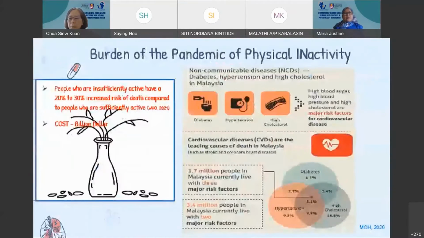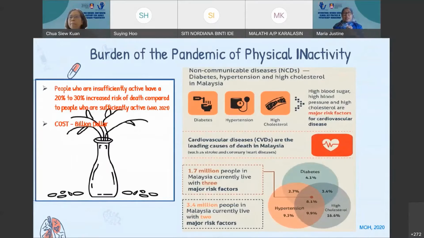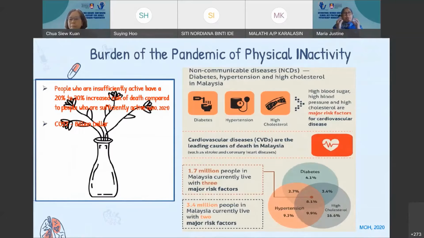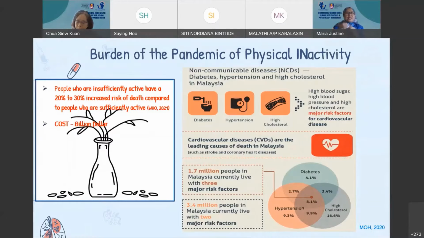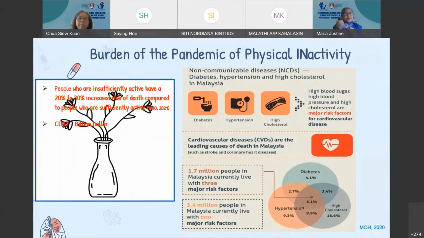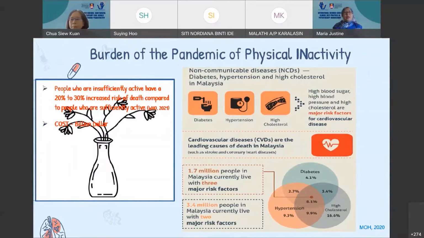Right. So we know that the level of physical activity globally and in Malaysia is very low, and physical inactivity prevalence is very high. Even though it is about 25% of the total population, we try to target 100% participation in regular physical activity.